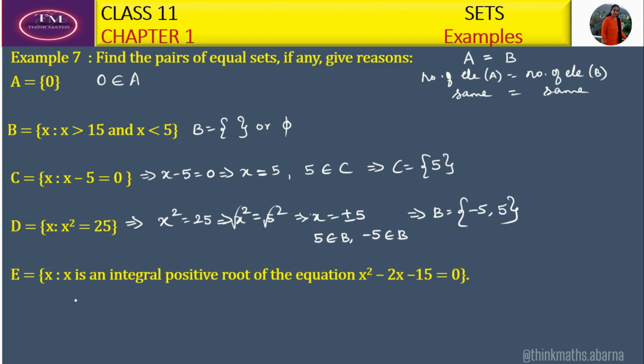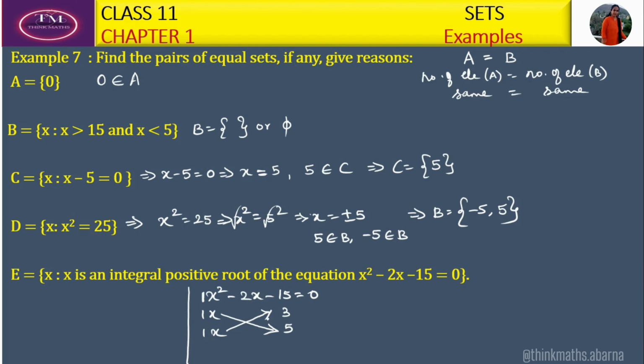Now take E. E is the set of all x such that x is an integral positive root of the equation x square minus 2x minus 15 equal to 0. Here we have to solve this equation. We will get 2 solutions, and from them we take only the positive root. This can be done in 2 methods. First, 1 is the coefficient of x square, so 1 can be written as 1 into 1. Put 1x here. Next, 15 can be written as 3 into 5. Put the magic cross.